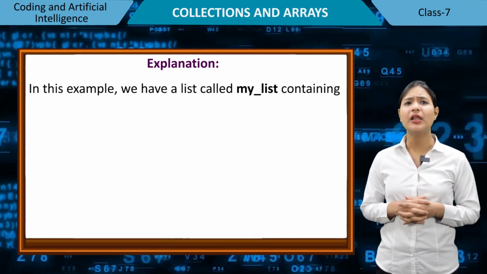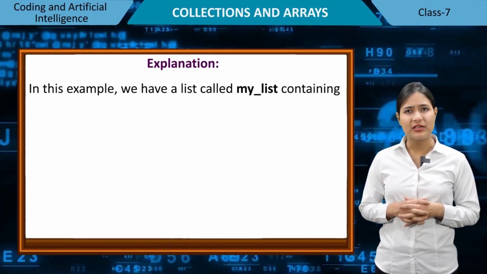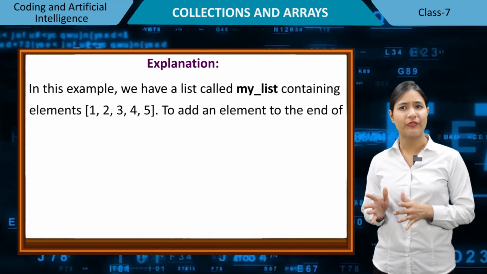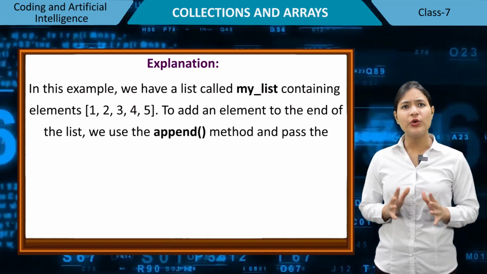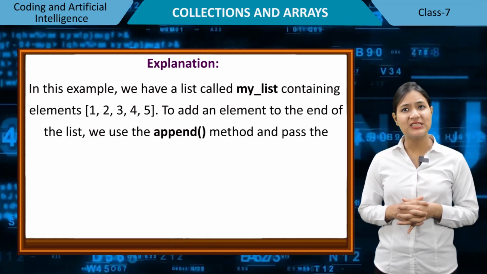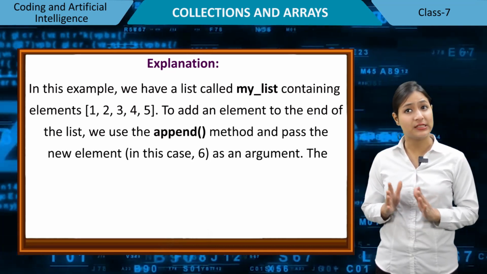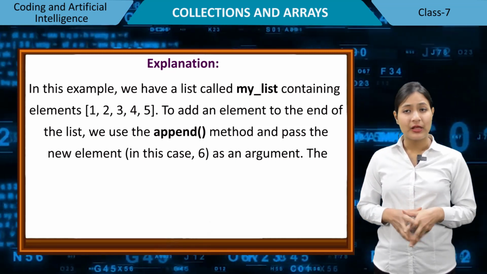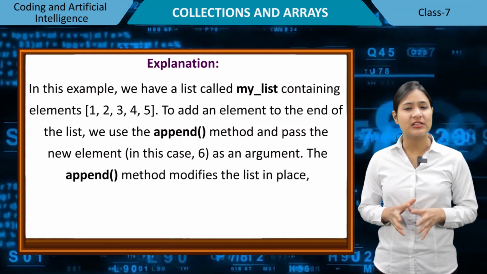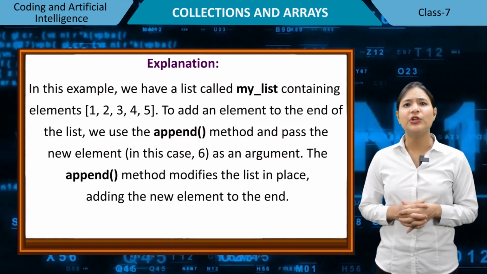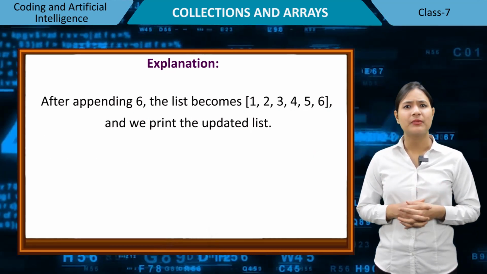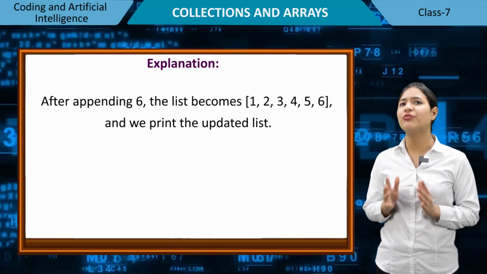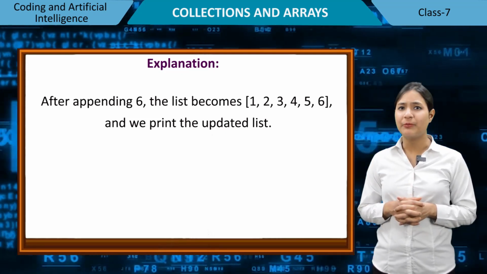In this example, we have a list called mylist containing elements 1, 2, 3, 4, 5. To add an element to the end of the list, we use the append method and pass the new element, in this case 6, as an argument. The append method modifies the list in place, adding the new element to the end. After appending 6, the list becomes 1, 2, 3, 4, 5, 6 and we print the updated list.